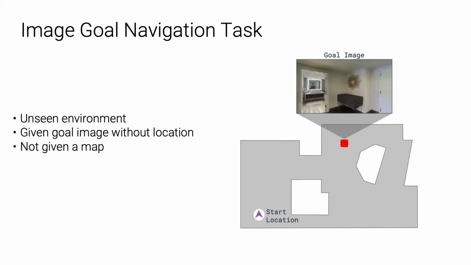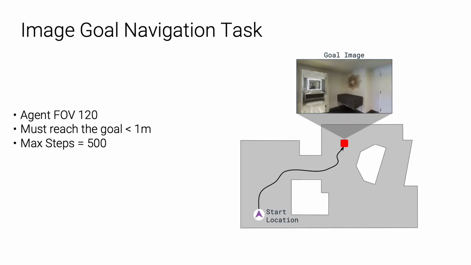We applied this proposed approach for the semantic navigation task of image goal navigation. The task setup for image goal navigation is an agent is placed in a novel environment with no map of the environment. The agent is given an image with a limited field of view taken at a goal location, but the agent is not given the coordinates of the goal location. The agent is tasked to navigating within 1 meter of the location where the goal image was taken and must do so within a set number of steps. Additionally, the agent has a limited field of view of 120 degrees.